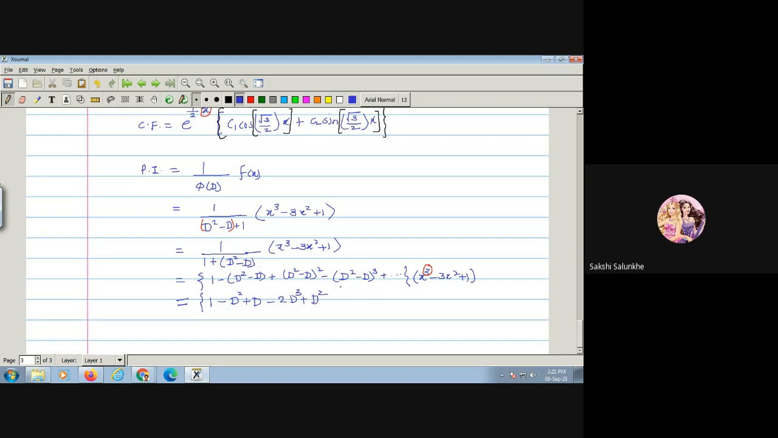Yes. Now from this cubic expansion, let's get the non-zero terms. I hope everyone knows the a minus b cube formula. What is that? a cube minus 3 a square b plus 3 a b square minus b cube.